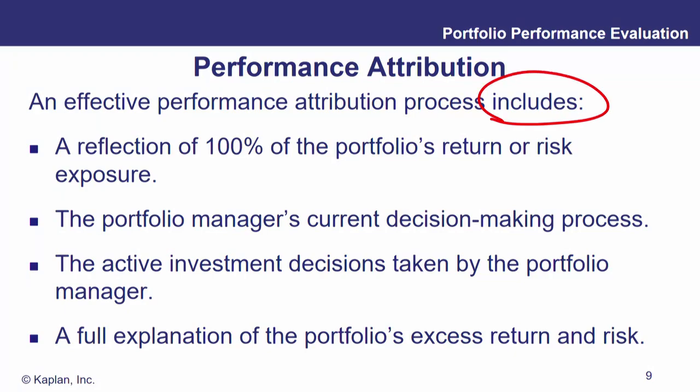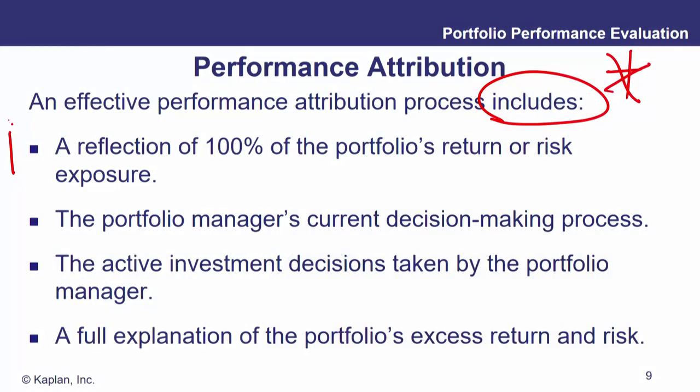Okay, so what is an effective performance attribution process? What does it look like? And for the exam, I would make sure maybe I could define a couple of these and pull these up in case you have to evaluate a performance attribution system. So number one, just talked about this, it has to reflect 100% of the portfolio's return and or risk exposure. It's also got to reflect the portfolio manager's current decision-making process.